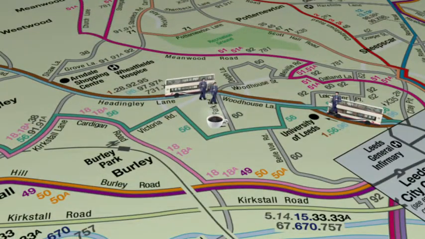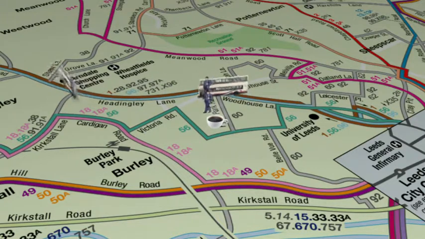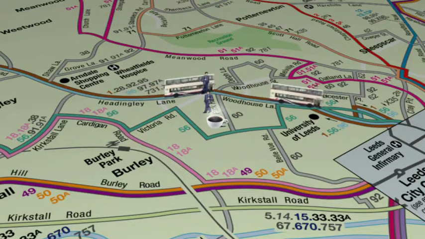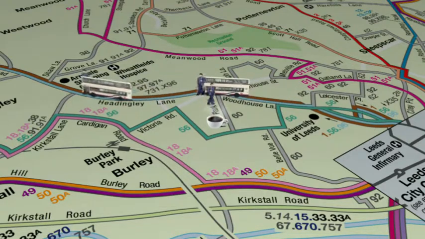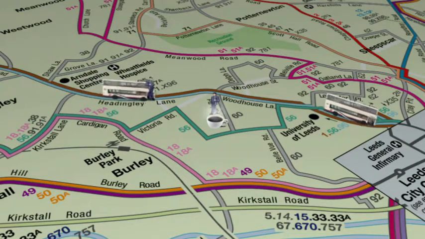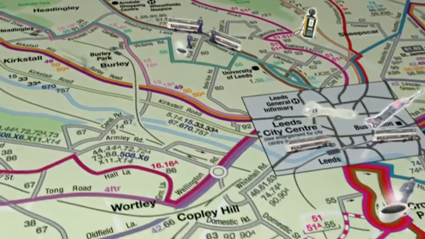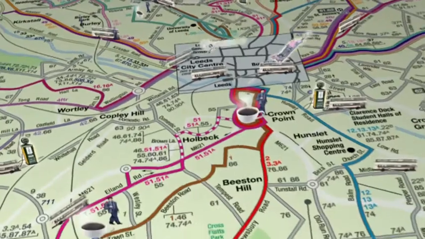Think of a puzzle. Every piece has to fit together perfectly. Imagine that the pieces represent transport scheduling requirements and constraints, such as driver shifts and breaks. What if the pieces of the puzzle don't actually fit? So perhaps the driver is not in the same place as the bus. They would then have to be cut to size to make the puzzle work.